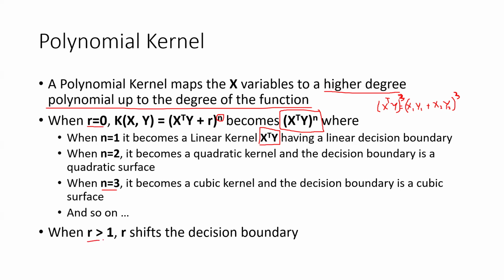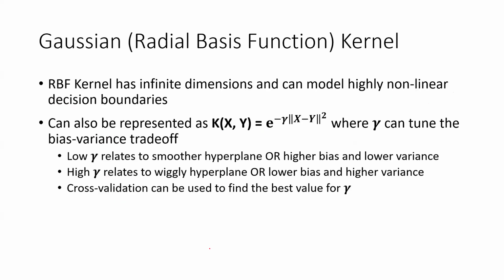By increasing r, which is a scalar value, you can actually shift the decision boundary along the Cartesian space. We are not going to explain it in detail, but that is how it happens.